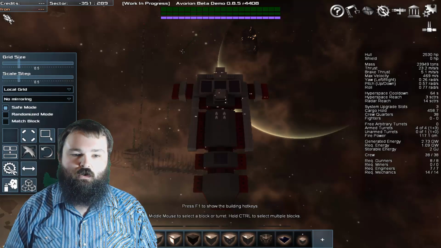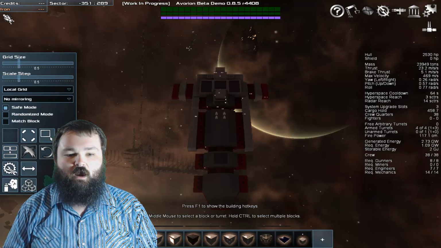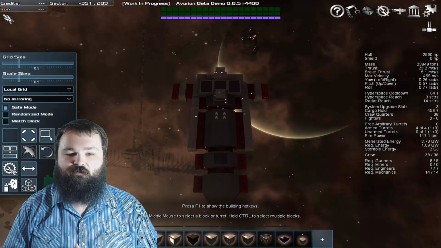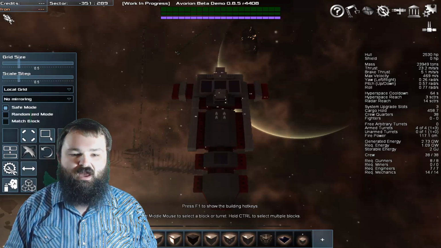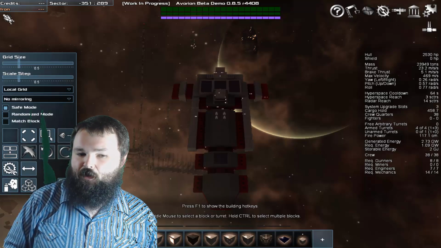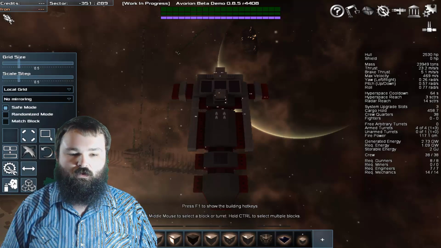System upgrade slots, cargo hold, crew quarters, and fighters are also in-game constructs. Free arbitrary units, armed turrets, unarmed turrets, or firepower are just based on, you know, what kind of firepower you have on your ship. I don't know what that unit is under firepower. I'm definitely going to do a little bit of research to see what's going on there.